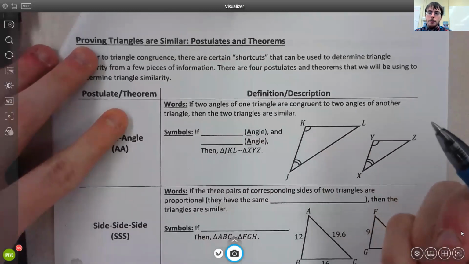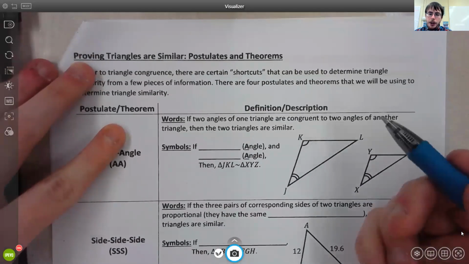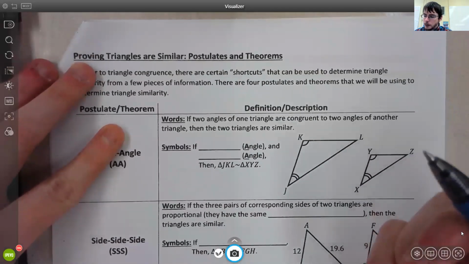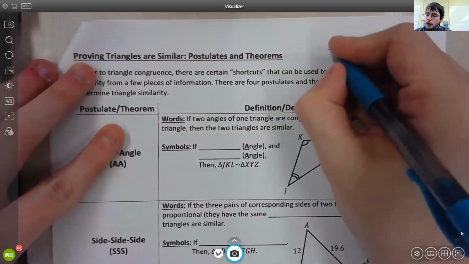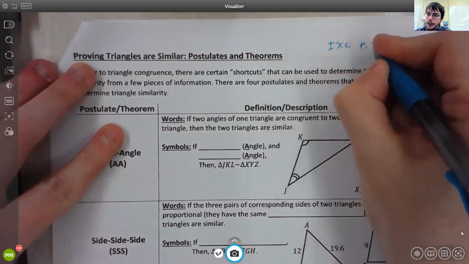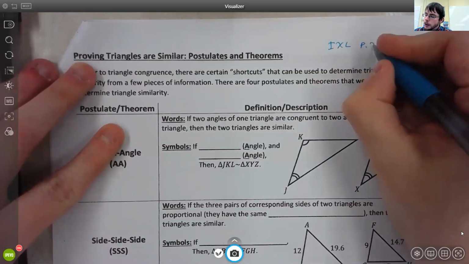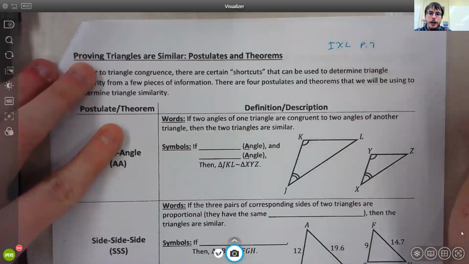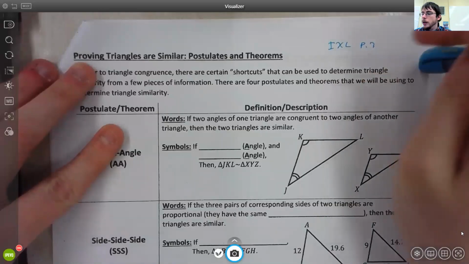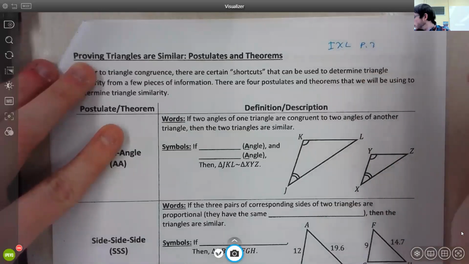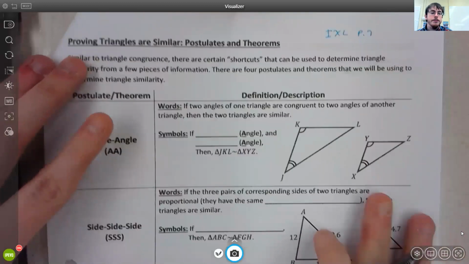Oh, by the way, the assignment that I'm going to be posting will be IXL P.7. I will be sending out usernames, passwords, all that stuff, as well as another list of IXLs that you guys can do for credit for other assignments and things like that.